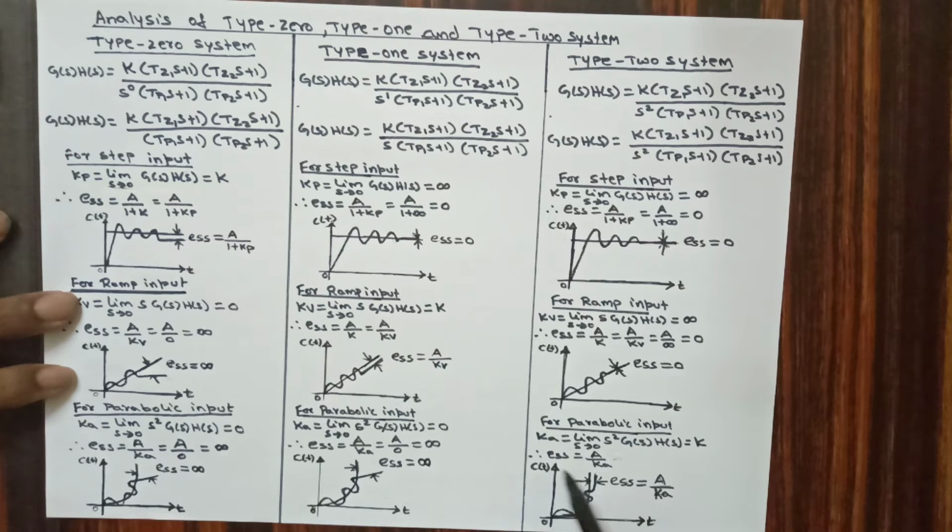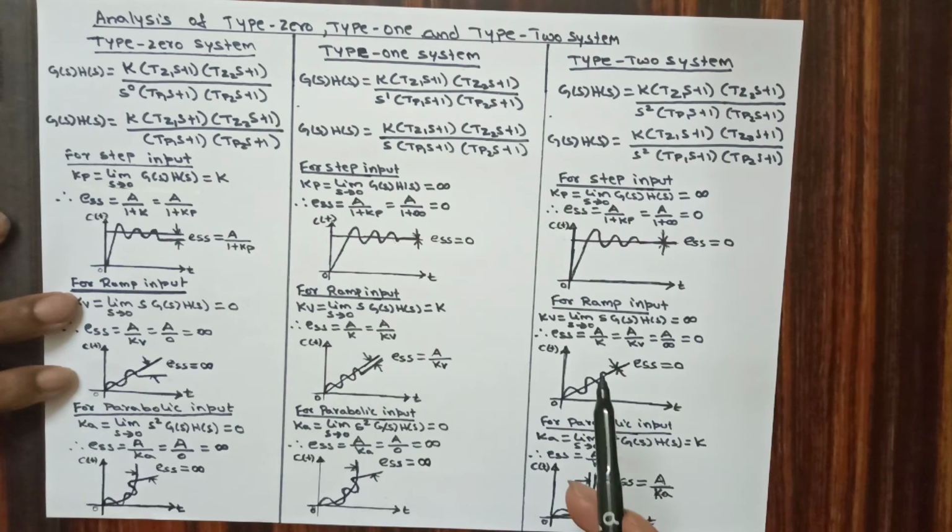You can see here that for a type 2 system, for a parabolic input, we get a finite steady state error, that is A divided by Ka. You can see this is the parabolic response. After passing through a transient period, the output reaches a steady state where the error is a finite value. ESS is equal to A divided by Ka.